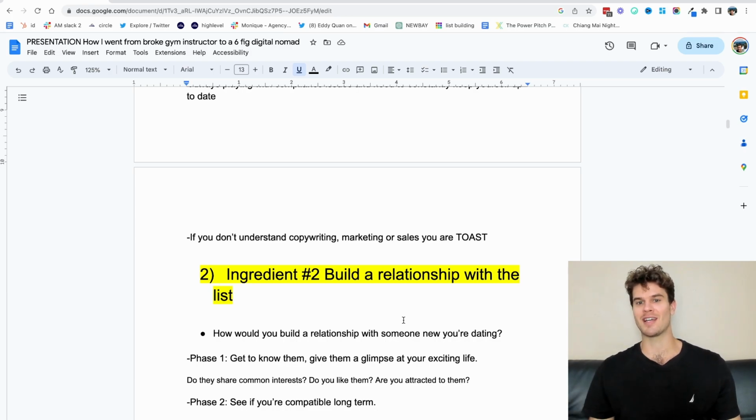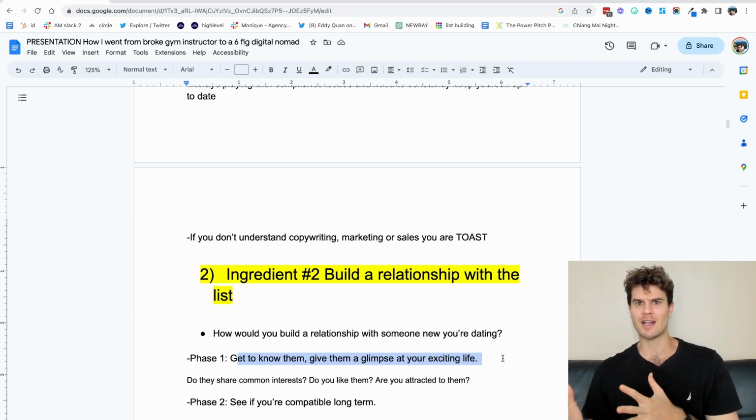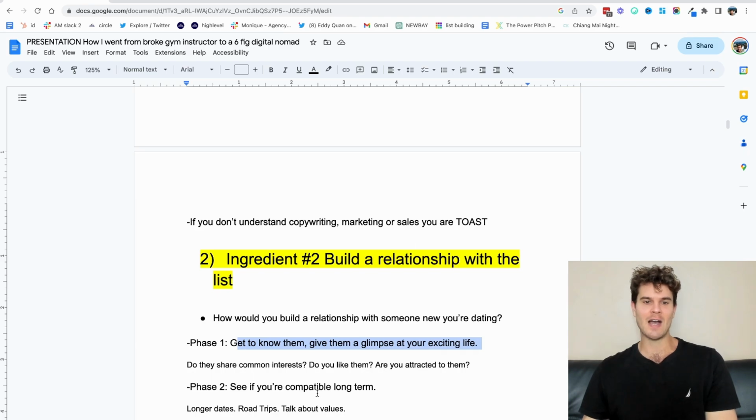So let me give you an analogy like dating. The first phase of dating is that you want to get to know them and you want to get a glimpse of their exciting life. That's what you would do to attract someone. You don't want to show you've got a boring or dull life. You want to show you're high value, you've got stuff going on. So you might want to share some common interests. You might want to think about, do you actually like them? Are you actually attracted to this person? And that's why we give this a bit of a glimpse in terms of the relationship building phase.